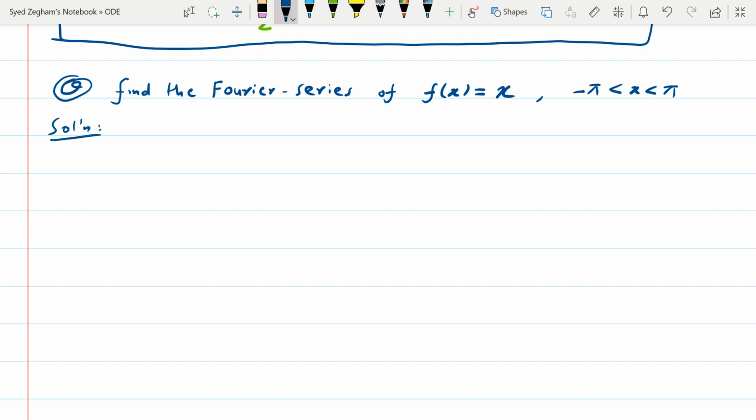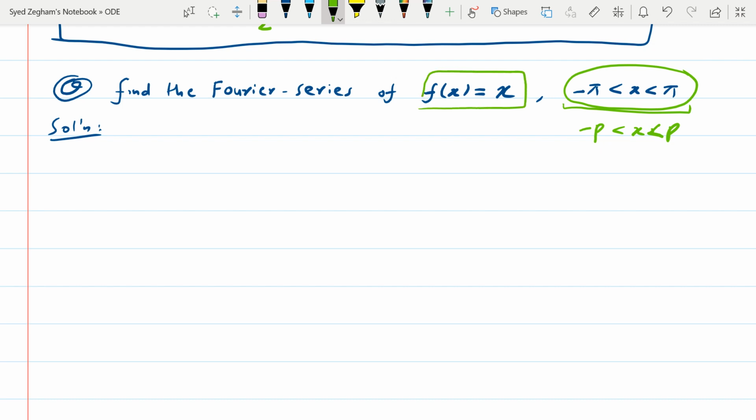The moment I see that I am discussing f(x) = x, and the interval is also of my preferred type, when we want to check whether the function is even or odd, we always consider that the interval should be of this type, from some minus p to p, right? So here also this looks good, minus pi to plus pi. Okay, and the function is f(x) = x. This is also fine.